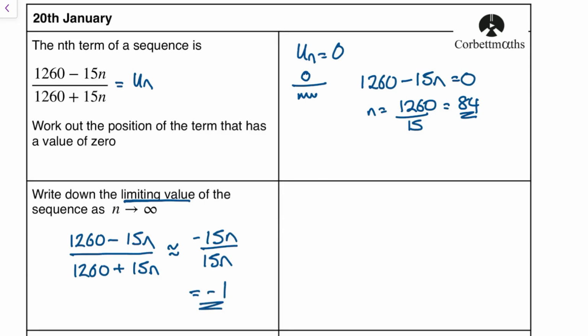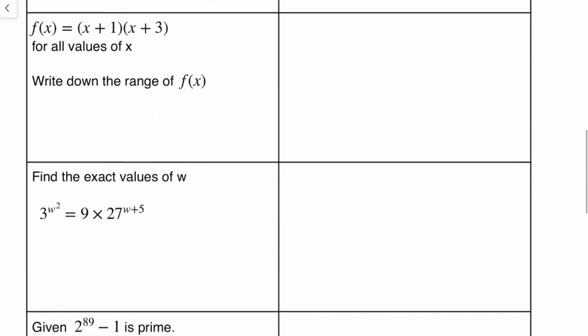And again, in an exam, take a very, very large number and put it in your calculator. It doesn't feel like it should, but it would give you minus 1. We say it approaches minus 1, so it's a limiting factor.